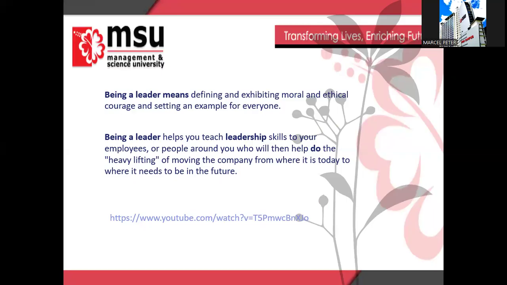In conclusion for this particular slide, leadership starts with character and values. A good leader builds future leaders. Leadership is about moving people forward together. And that is the true meaning of being a leader.